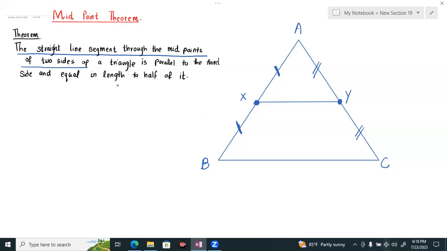What does it say about this? It says the straight line segment through the midpoints of two sides of a triangle, or the straight line segment which joins the midpoints of two sides of a triangle, is parallel to the third side. What is the third side? Now we have taken these two sides as the two sides which denote the midpoints.